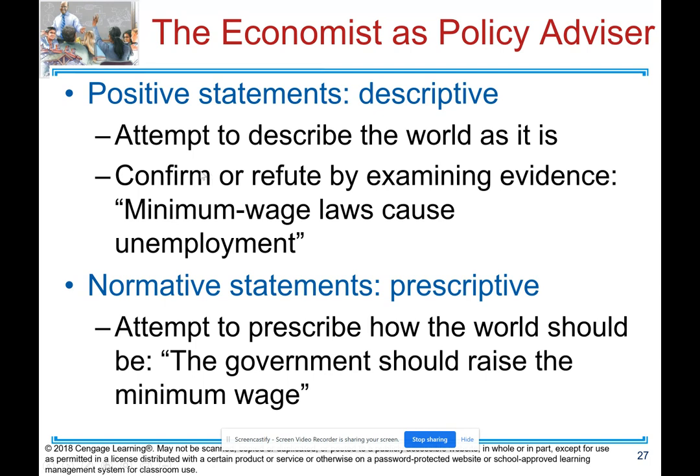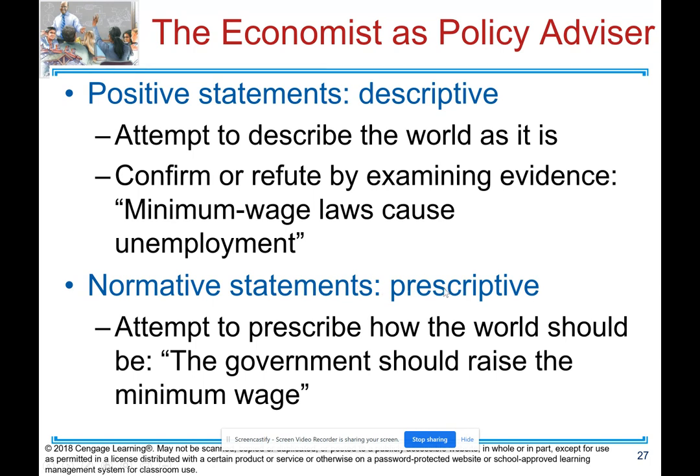We also distinguish between positive statements and normative statements. When an economist is acting as a scientist, they make positive statements. They attempt to describe the world as it is. Okay, factual. That can be confirmed or refuted by examining the evidence. Okay, cause and effect. For example, minimum wage laws cause unemployment. That is a factual statement. That is a statement that you can go out there and verify. That's a positive statement. It is descriptive.